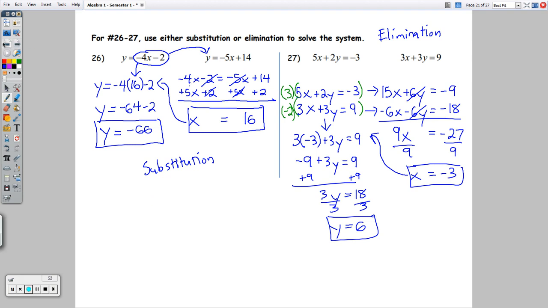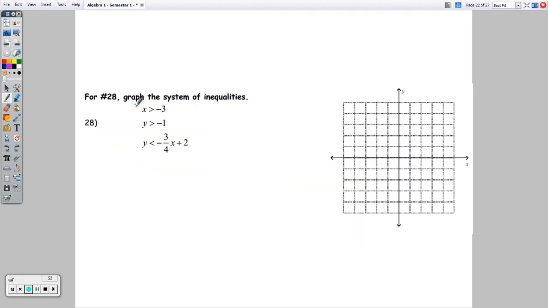So let's check out now 28. 28, graph the system of inequalities. So with systems of inequalities, we need to think of it like there's an equal sign initially, and then we shade one side or the other, and we make the line solid or dashed depending on whether it has an or equal to part in it.